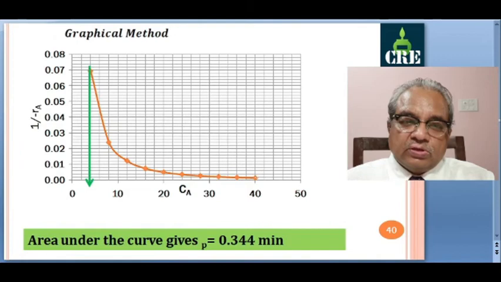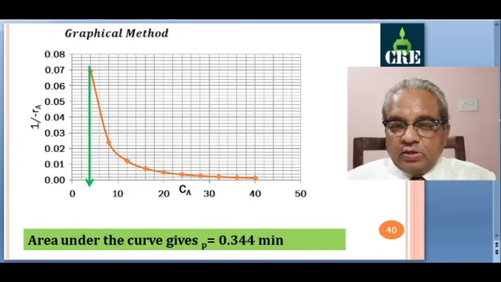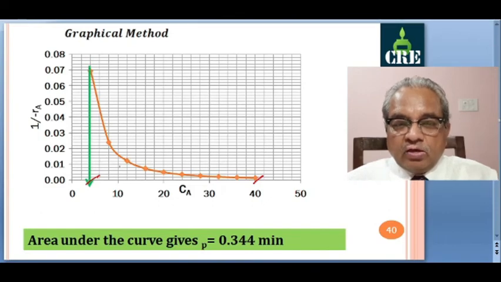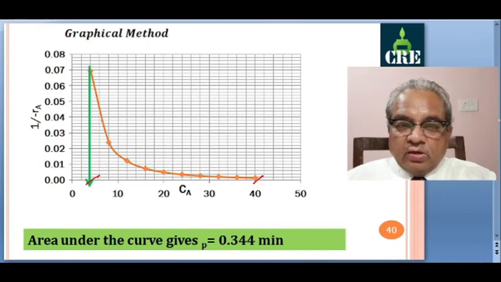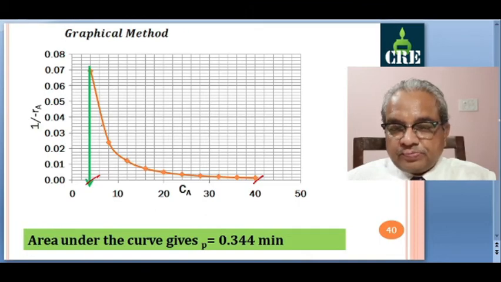Now the graphical solution is simple. You plot 1 upon minus rA as a function of CA, from 40 to 4. So for this area under the curve, you have to count the rectangles carefully and approximate the rectangles which are not complete. Somewhere it is 10%, 20%, 40%. So by eye judgment you approximate it and find out.